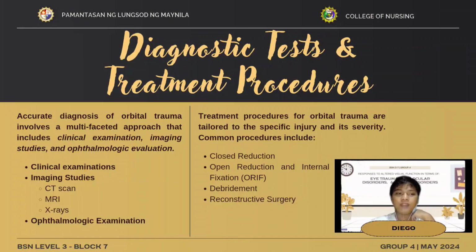So for treatment procedures, treatment is tailored to the injury severity. So first dito is closed reduction. Is a non-surgical realignment of fractured bones. Second is open reduction and internal fixation. Is a surgical alignment with plates and screws. Debridement is removal of foreign bodies or damaged tissues. Reconstructive surgery is restoring normal appearance and functions.